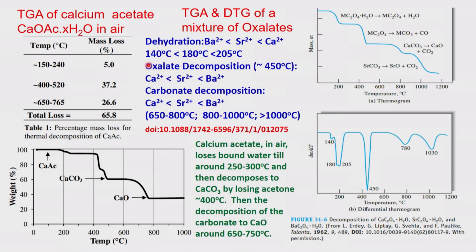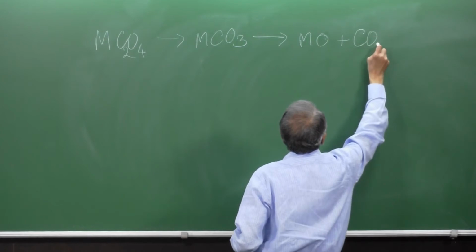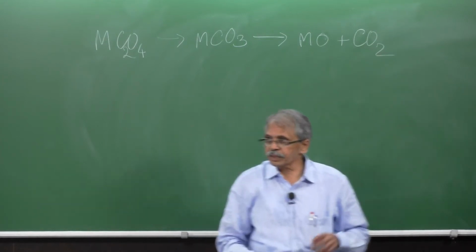So as an example, you can take C2O4 oxalate, which will give you CO3, and this will give you metal oxide plus CO2. These are the kinds of things that you would see.